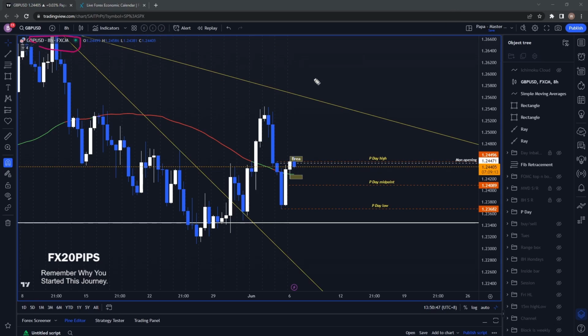Now we are at the 8-hour chart. Okay, basically, right, we have a break of structure.